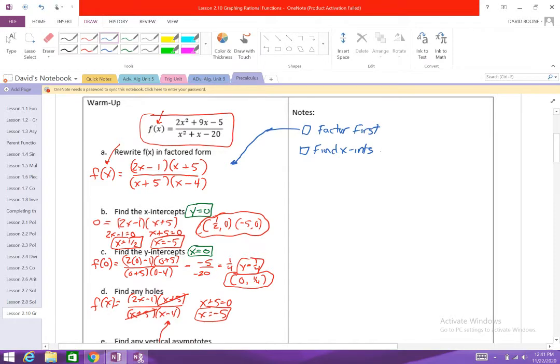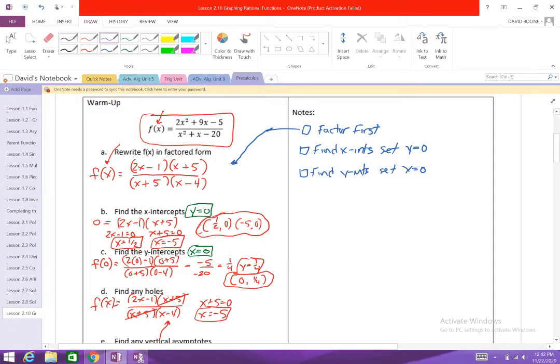So I'll say, to find x-intercepts, set y equal to 0. And we can do this for the next piece here. For the y-intercepts, to find y-intercepts, set x equal to 0 and solve.